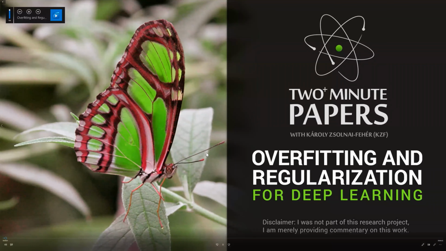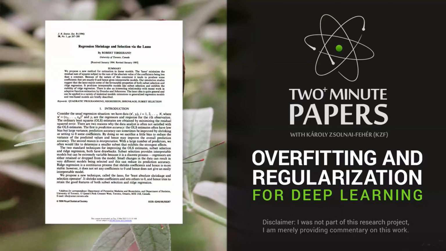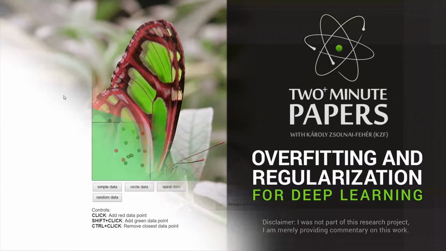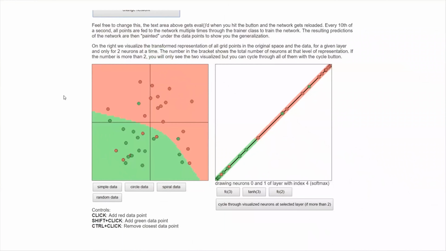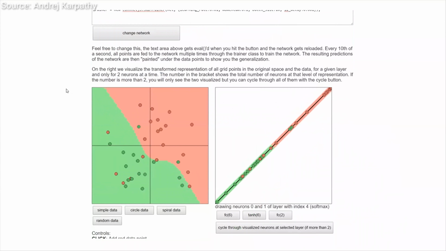Dear fellow scholars, this is Two Minute Papers with Károly Zsolnai-Fehér. In machine learning, we often encounter classification problems where we have to decide whether an image depicts a dog or a cat. We'll have an intuitive but simplified example where we imagine that the red dots represent dogs and the green ones are the cats.